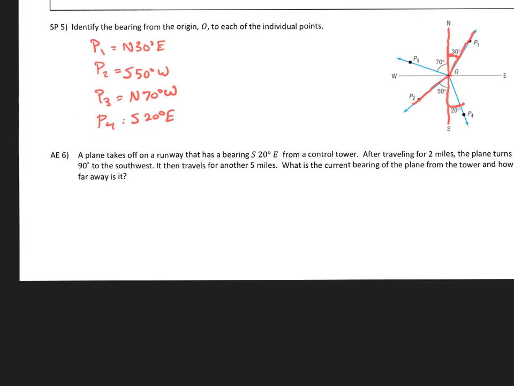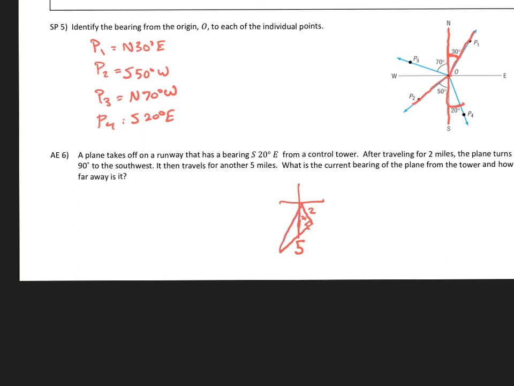So a plane takes off on a runway that has a bearing of 20 degrees east of south. I always like to draw my origin. So if I go 20 degrees east of south, that would be an angle like so, so 20 degrees. After flying for 2 miles, the plane turns 90 degrees to the southwest. So here's my 90-degree angle. Travels for another 5 miles. What's the current bearing and how far away is it?